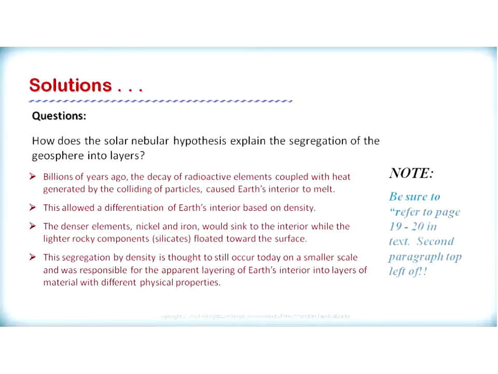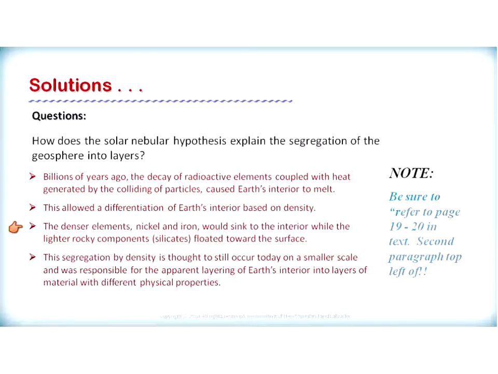The solution to the preceding problem, how does the solar nebula hypothesis explain the segregation of geosphere into layers, focuses on several points. First point, stating billions of years ago, the decay of radioactive elements, coupled with the heat generated by the clouding of particles, caused the Earth's interior to heat up and melt. As the interior heated up and melted, this allowed a differentiation of Earth's interior based on density.